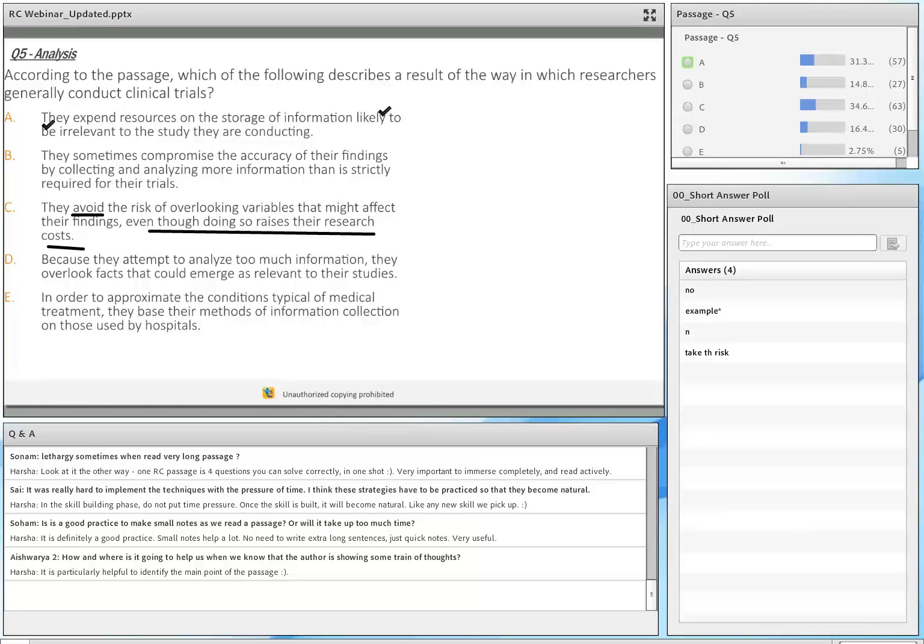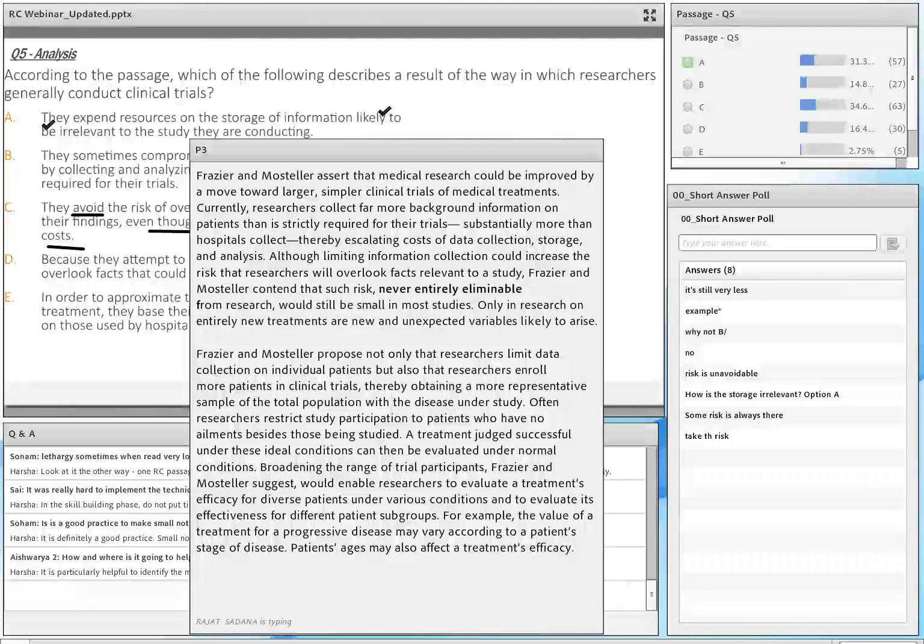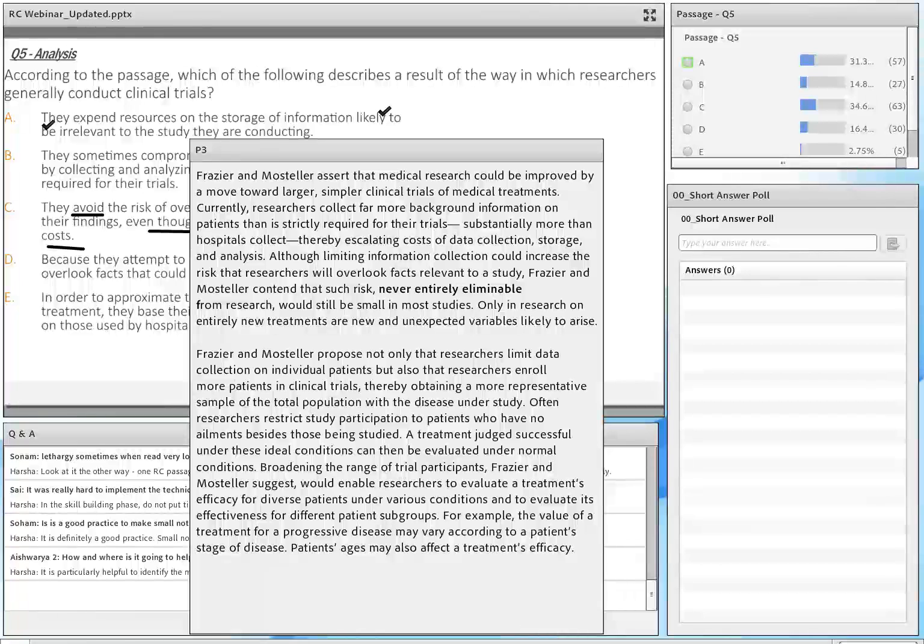Don't go to the age. Age is second paragraph, but let me go into the first paragraph over here. P3. Such risk never entirely eliminable. Never entirely eliminable. Can you guys see this part in bold?